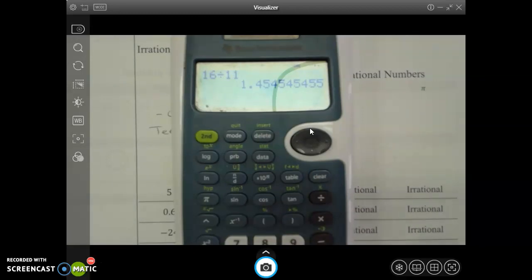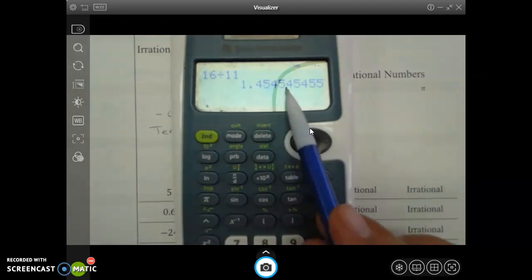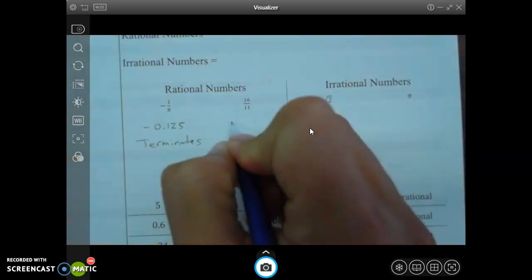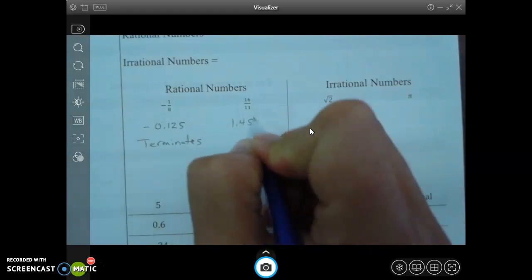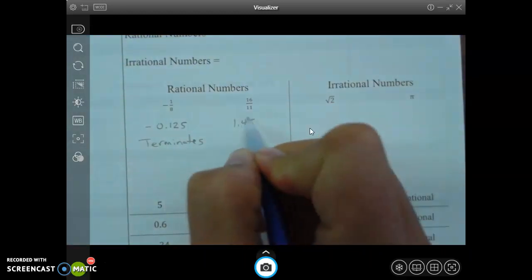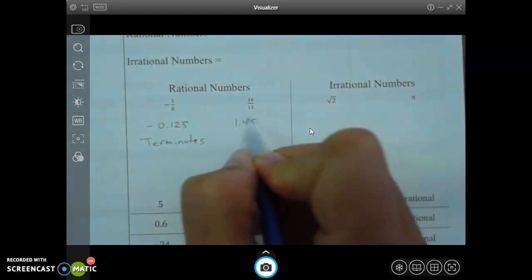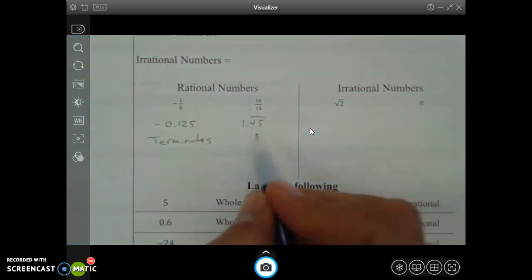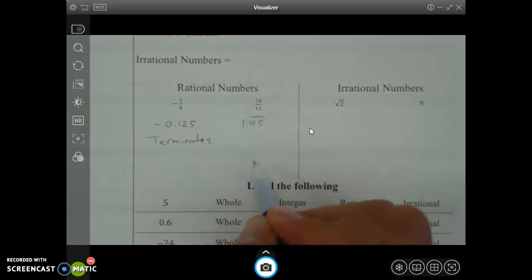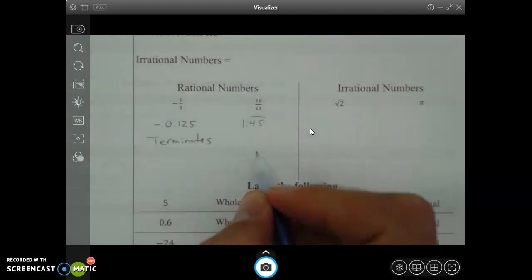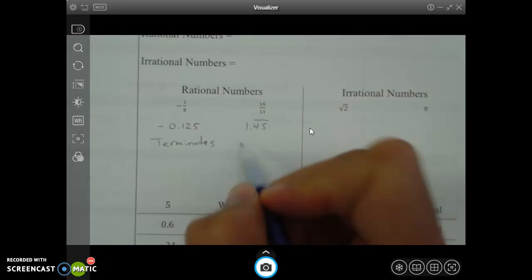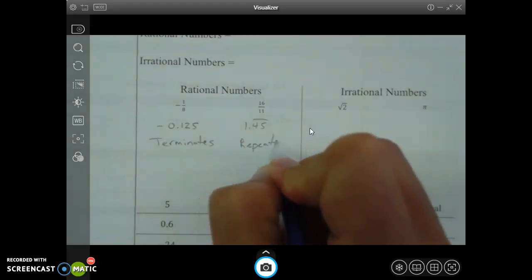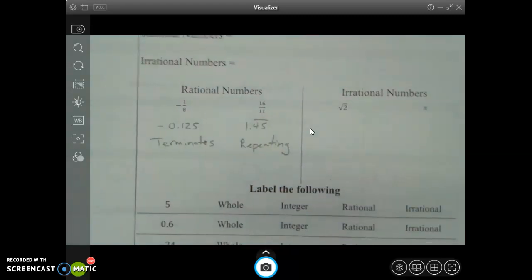And we get 1.45454545. So this is really 1.45, and this 45 is going to keep going. You probably remember this from middle school. If you have a repeating decimal, we just put the line over what repeats, and that indicates it is a repeating decimal. So if it terminates or if it is repeating, it is a rational number.